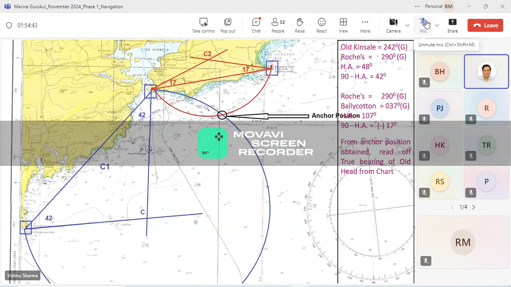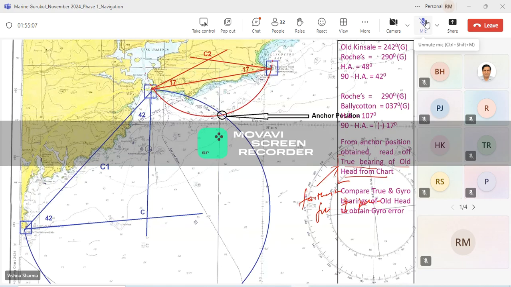So from the anchor position, read off the true bearing of Old Head of Kinsale. Why? Because that is the farthest from the anchor position. And then get the gyro error. Compare the true and gyro bearings and get the gyro error. Is it clear, guys? Any questions on what I have explained?